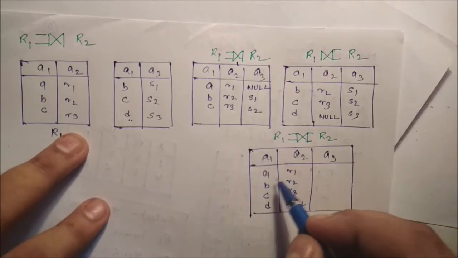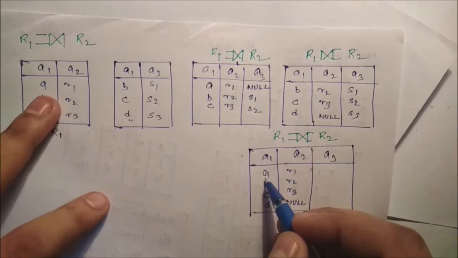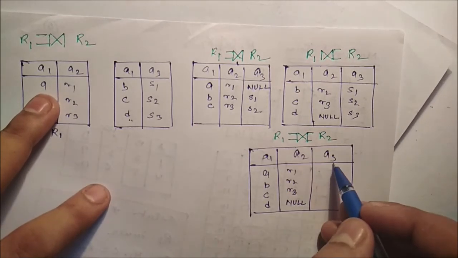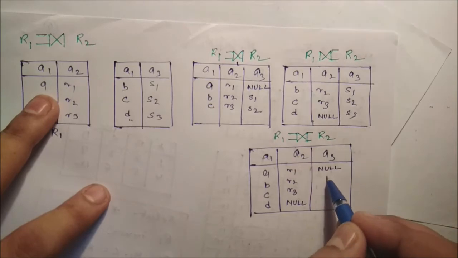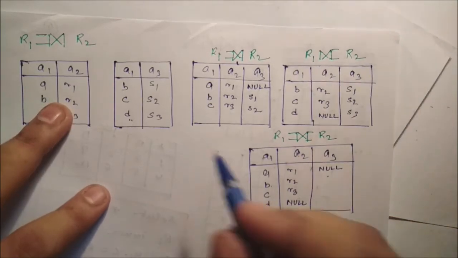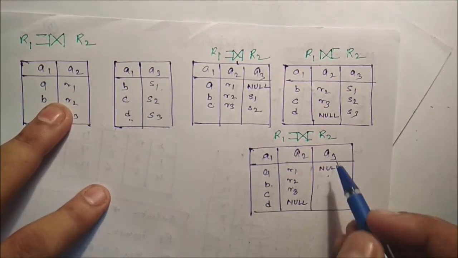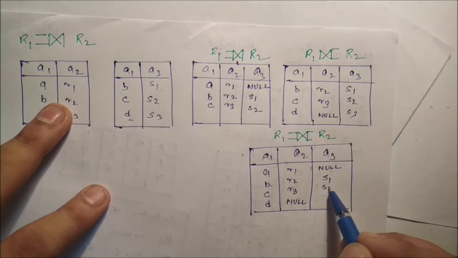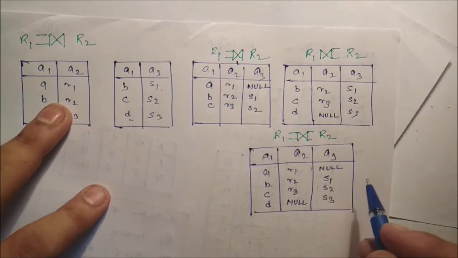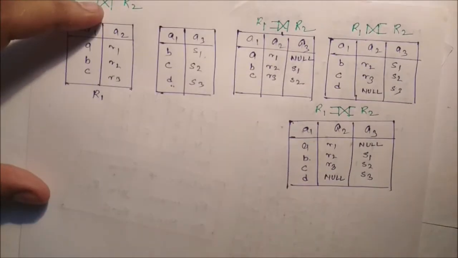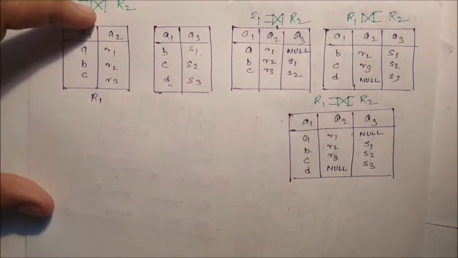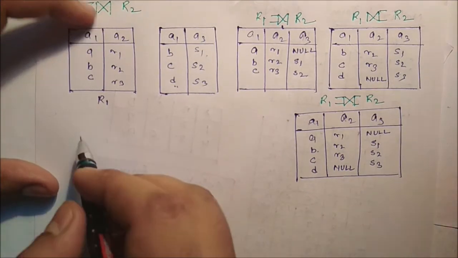For A3, for A there is no A3 value. Here you have to put null. And here for B, C, D the A3 values are there. You have to put S1, S2 and S3. Okay. Now we can see the SQL command.